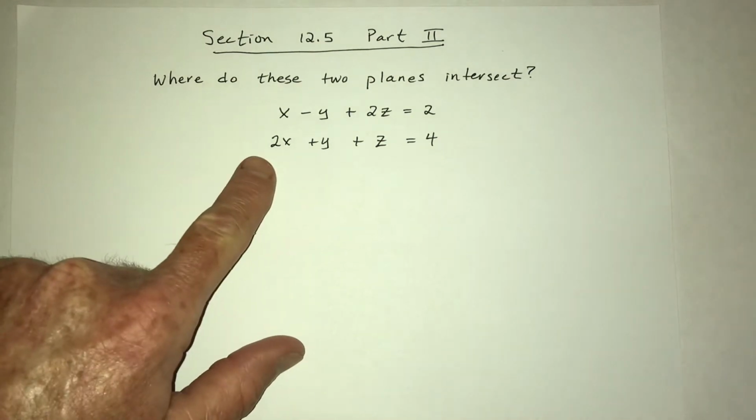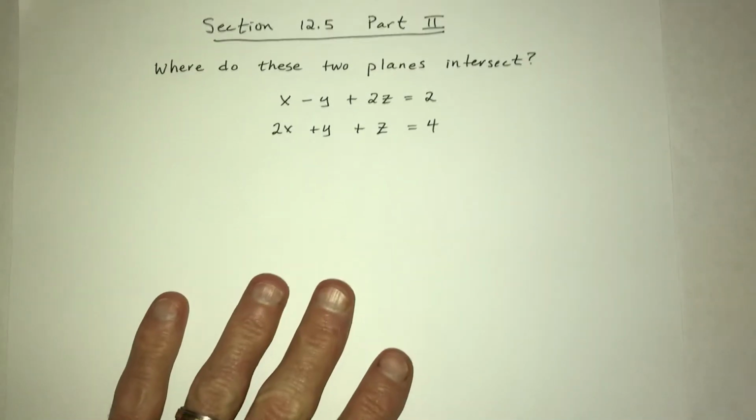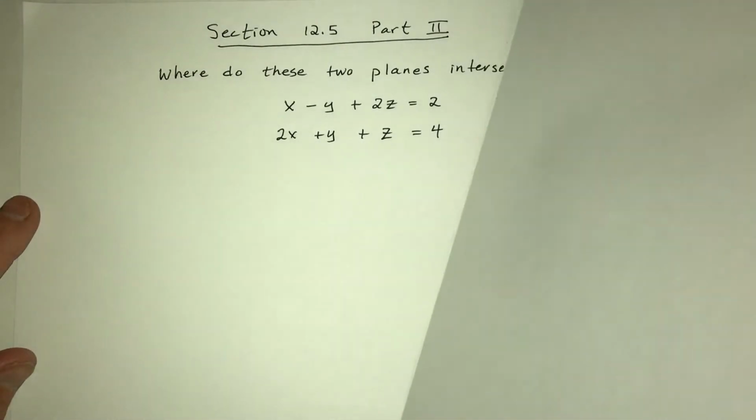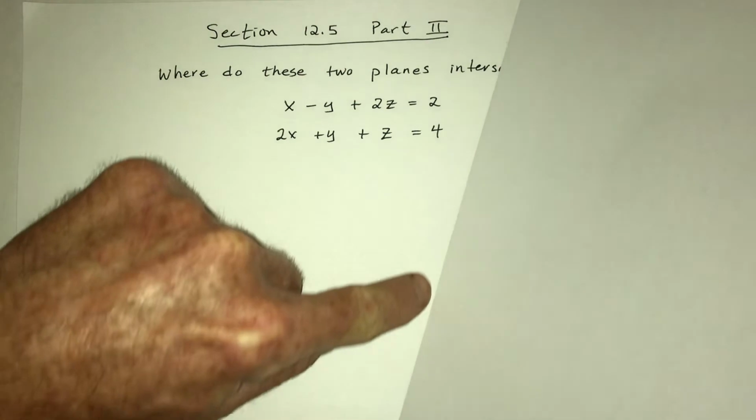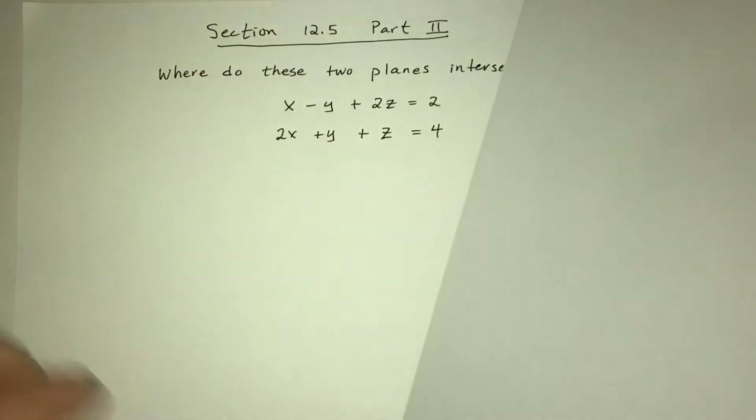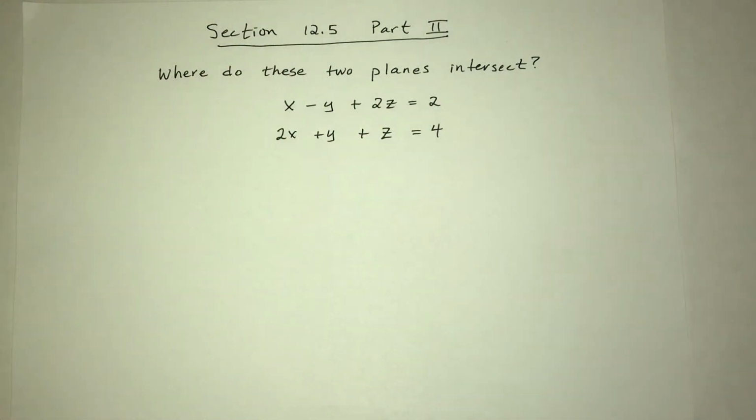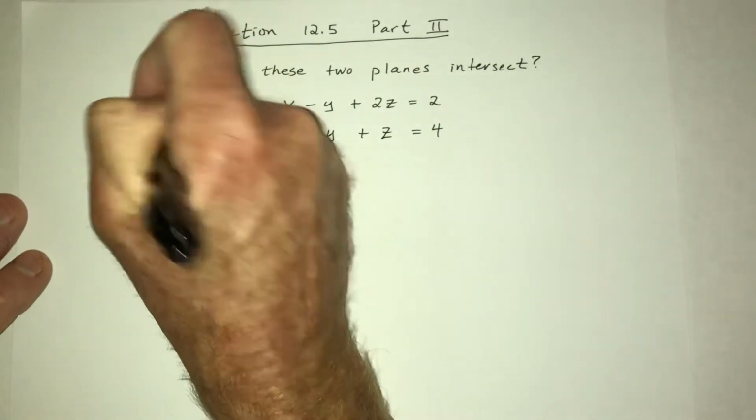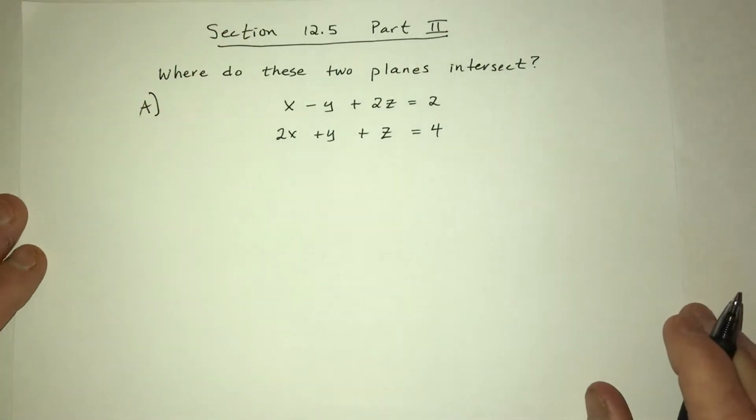Okay, so for this example, where did two planes intersect? One plane could be this piece of paper right here, and then here's another plane, and where they intersect is a line. So we're actually looking for the equation of a line. Now for this first solution, which I'm going to call A, I'm basically just going to use algebra.